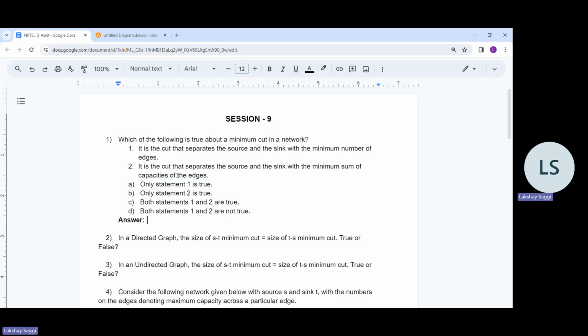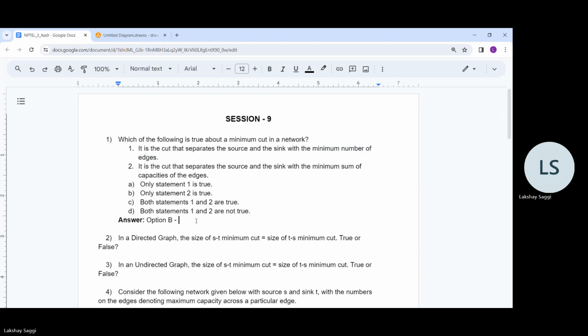The options are: only statement 1 is correct, only statement 2 is correct, both are correct, or both are incorrect. You can pause the video and think of the answer yourself and write down the correct answer, because this is more of a definition based question. The correct answer is option B, sorry, which claims that it is the cut that separates the source and sink with the minimum sum of capacities of the edges. Note that the size of a cut is defined as the sum of capacities of the edges. So a minimum cut is the cut which separates source and sink with the minimum sum of capacities, not the number of edges.